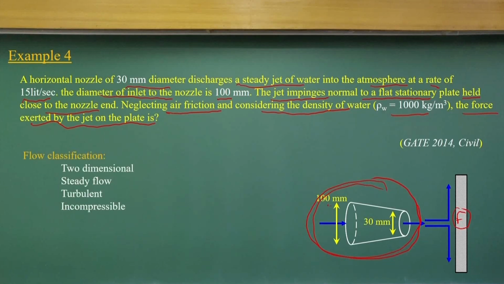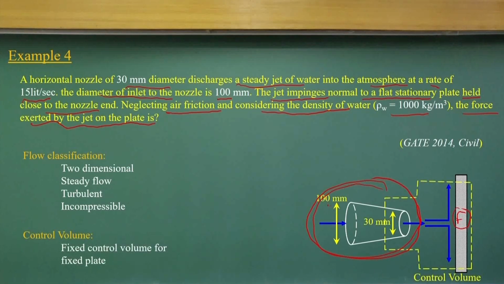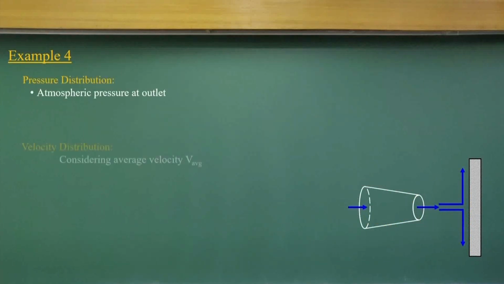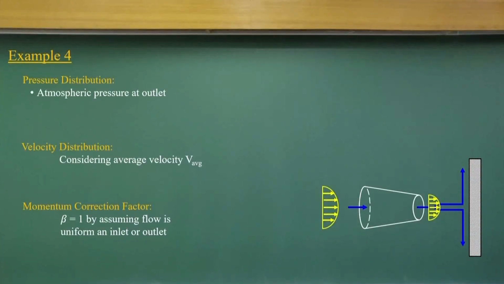So again the flow classification is two-dimensional, steady flow, turbulent and incompressible, with a fixed control volume, and we consider all pressures as atmospheric. The average velocity concept we will use. As you see, the velocity distribution will look like this, not the average or uniform velocity, but to solve these problems we consider the average velocity and the beta correction factor equal to 1.